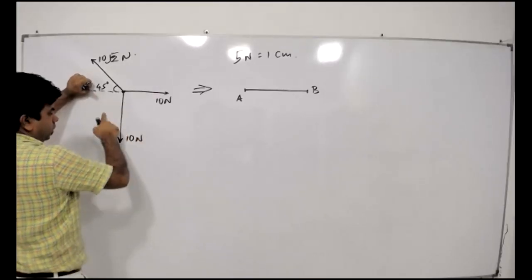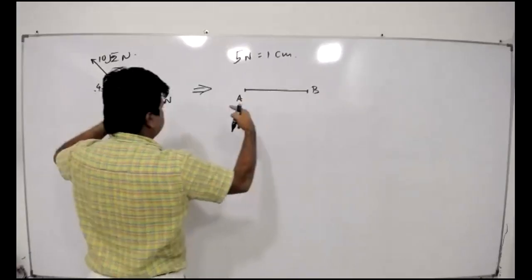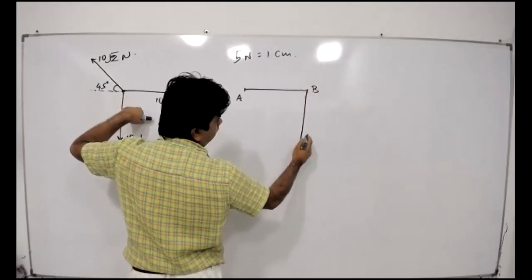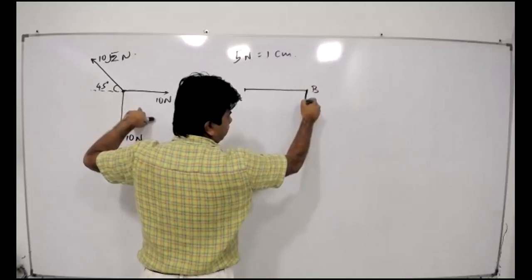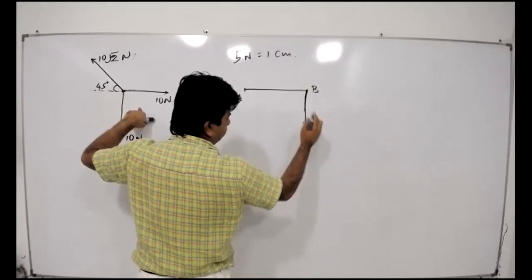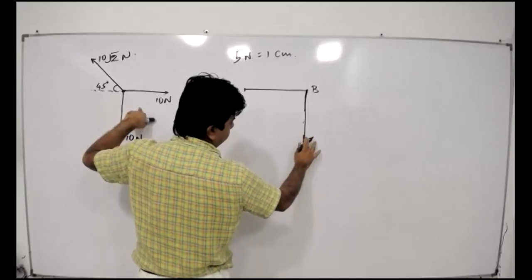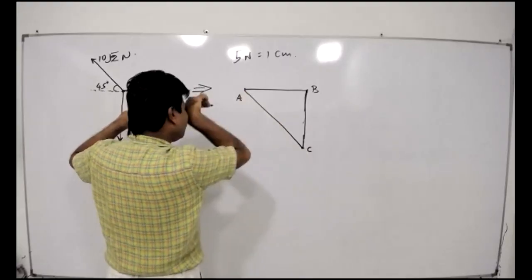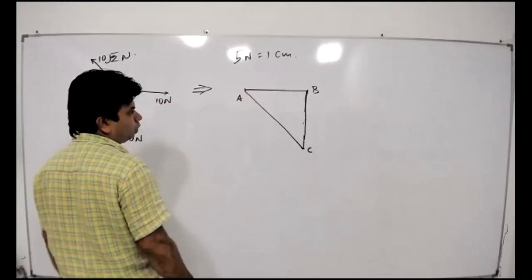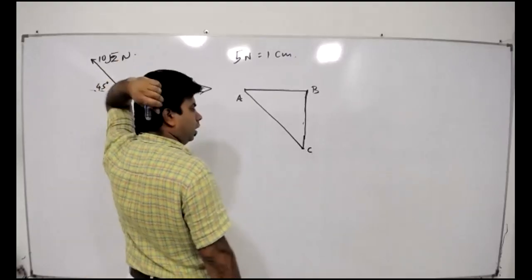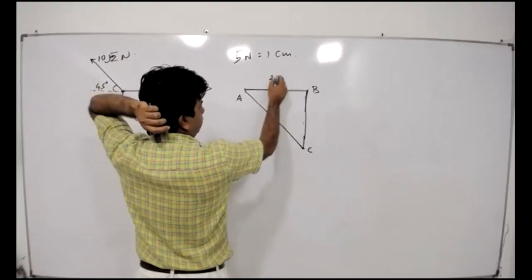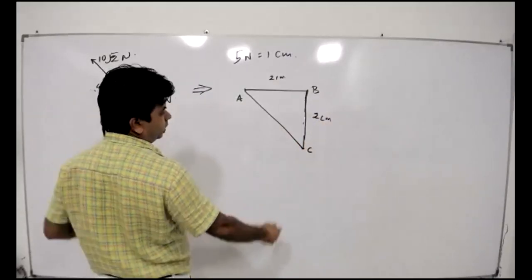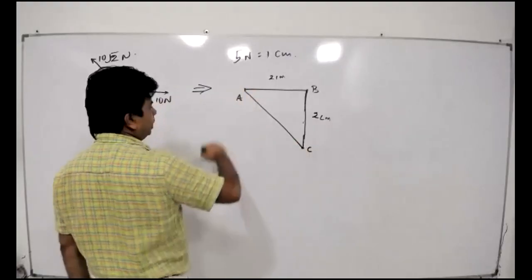Okay. Then if you take this 10 newtons, the second force will start from the end point of the first force. That means 10 newtons this way, and this length is 2 centimeters. I take this point as C. Then the third force this way. Now I just connected these two points, A and C.